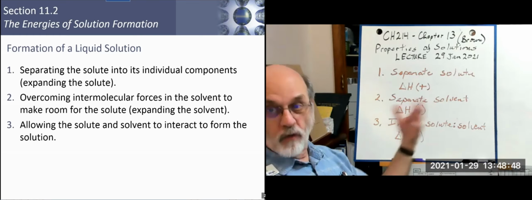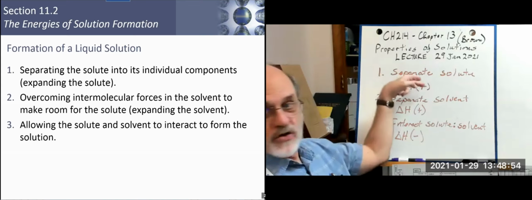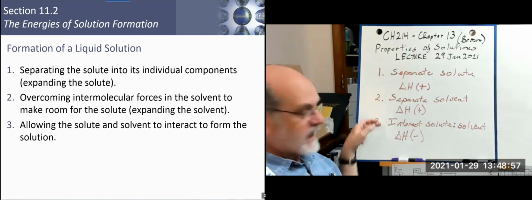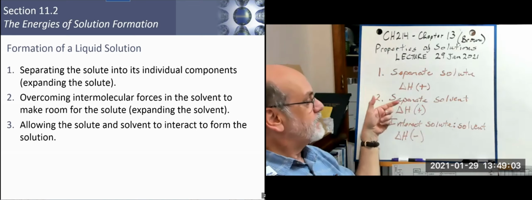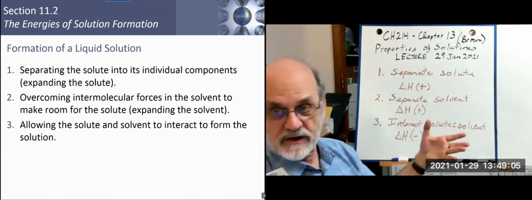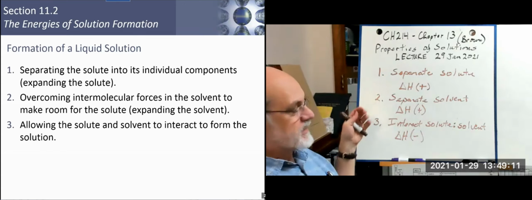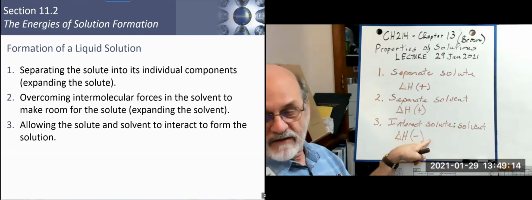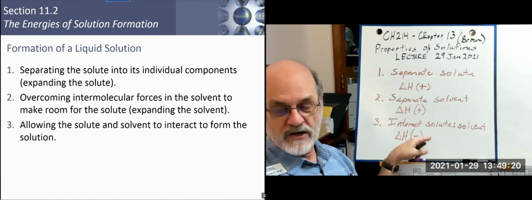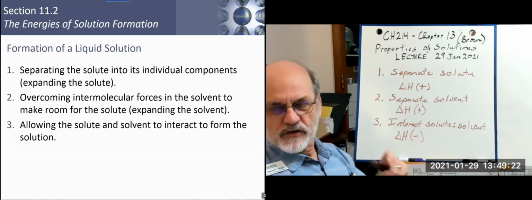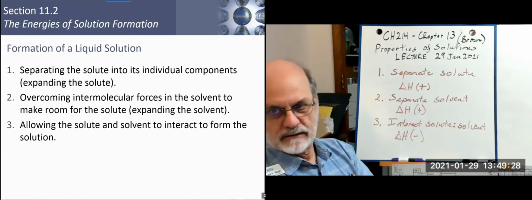And the overall delta H for all three of these processes depends on how much you had to put in here and here, and how much you got back there. The balance, whatever that happens to be, will tell you if the overall enthalpy of solution is positive or negative. For some solutions, you put two things together and you get a whopping amount of energy back. That will be exothermic solution formation. That's typical of strong acids and strong bases going into aqueous solution. They always get hot.